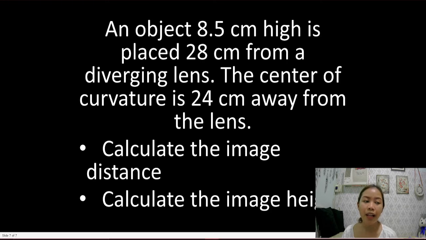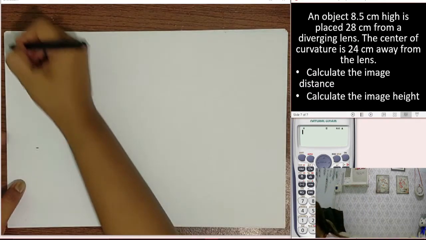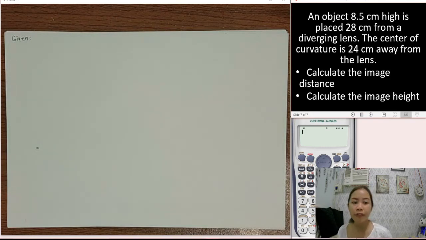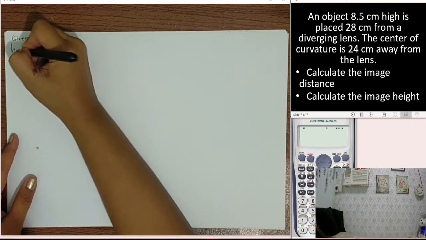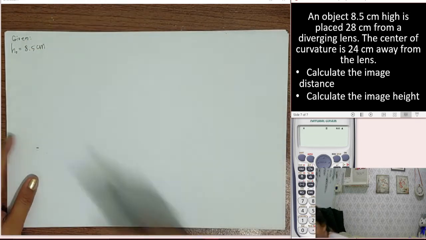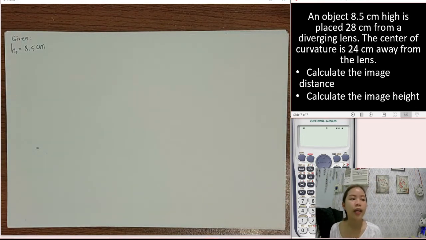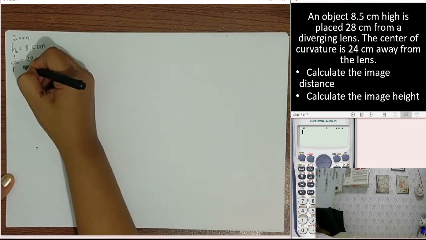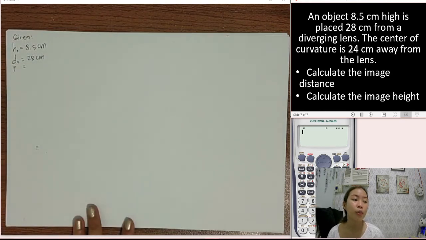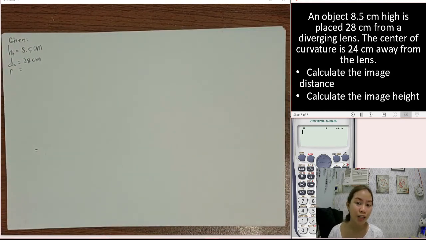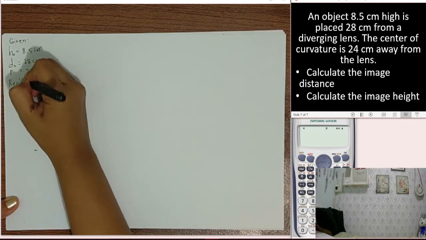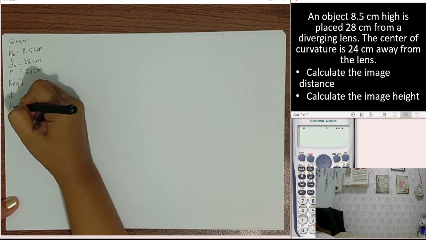Okay, so in getting the unknown values, let us list down first the set of givens. According to the problem, the object height HO is 8.5 centimeters. Next, we have the object distance, DO, that is 28 centimeters. And according to the problem, the center of curvature is 24 centimeters away from the lens. So that is the radius of curvature, 24 centimeters. And the required values are D sub I and HI.